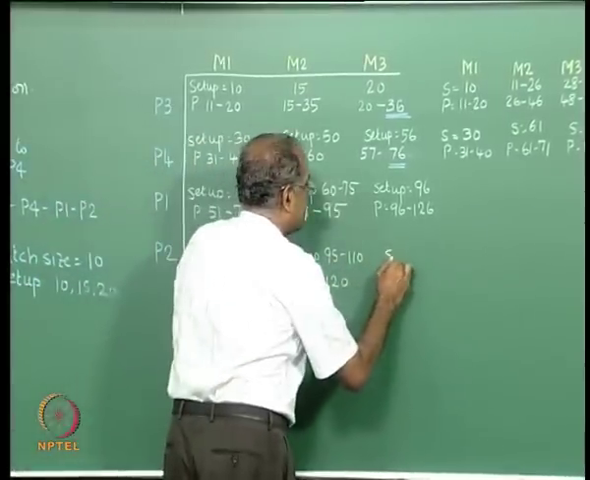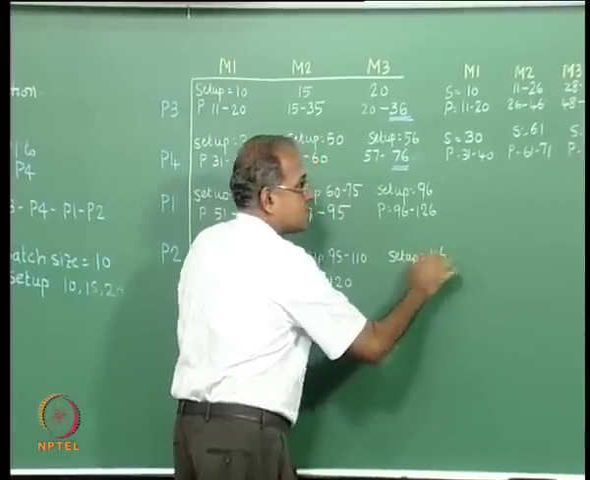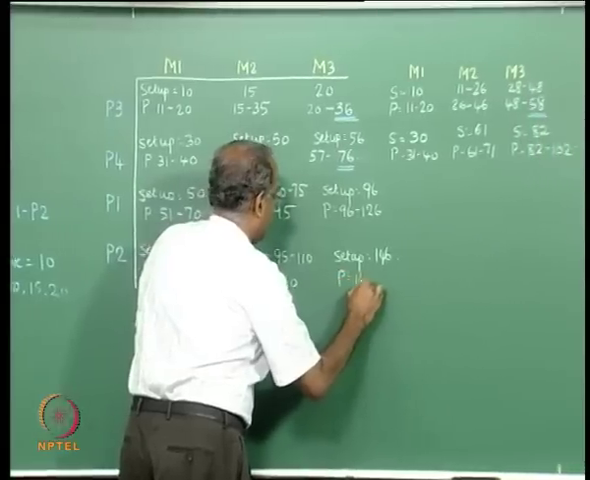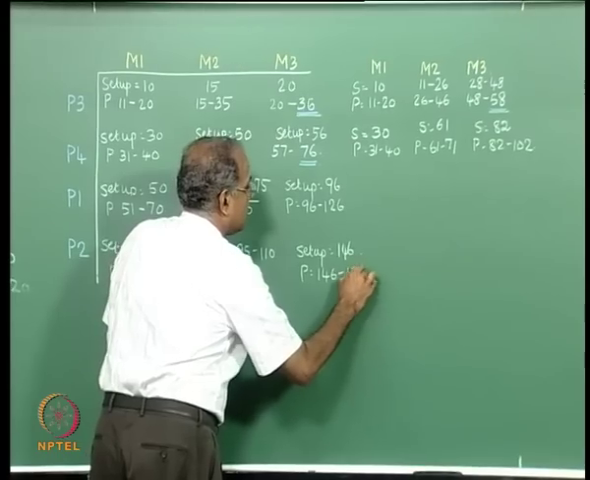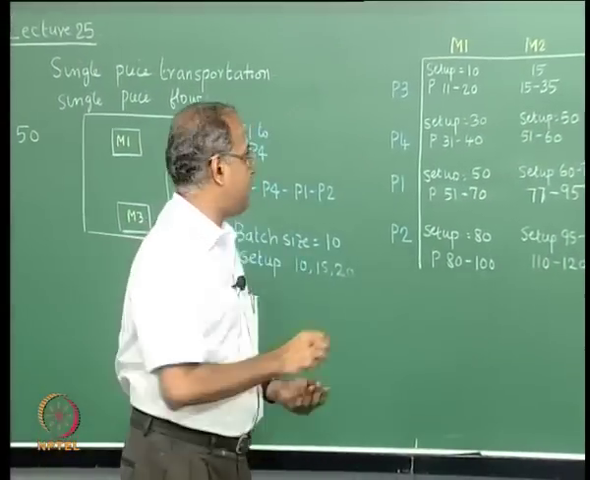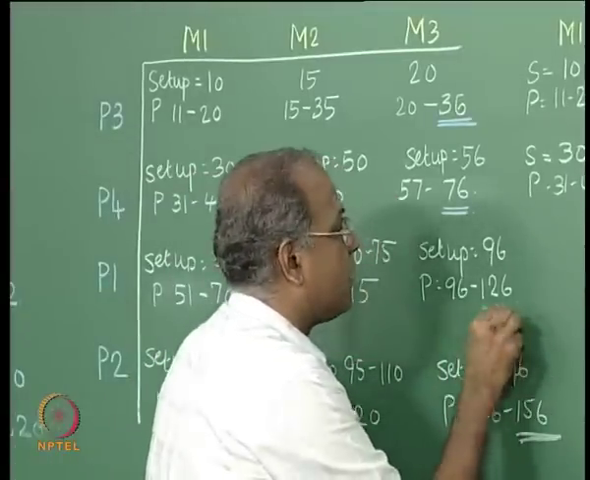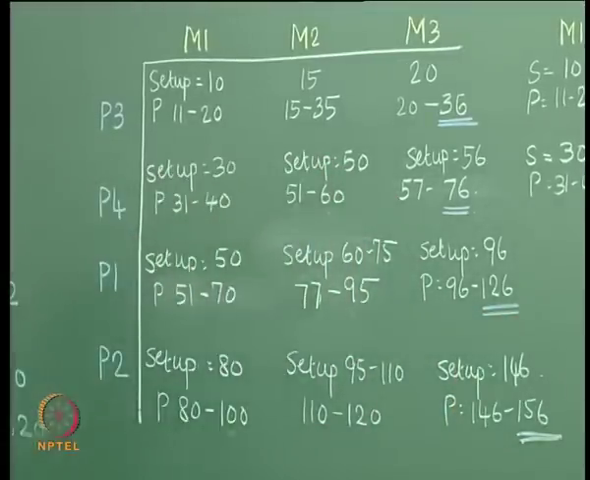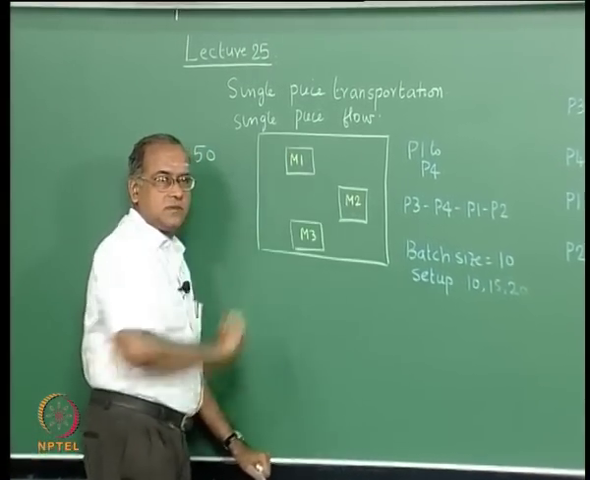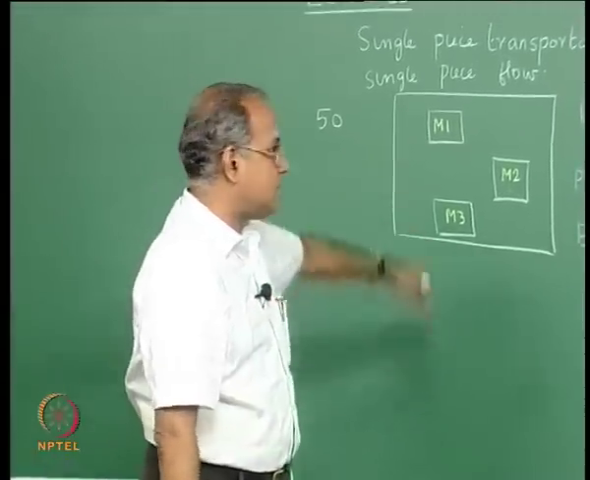So here again setup time is 126 plus 20, 146, 1 unit. So processing time will be 146 to 156. So at time equal to 156 all the 4 products can come out if we do what is called single piece transportation from this to this. If we do single piece transportation from this to this.